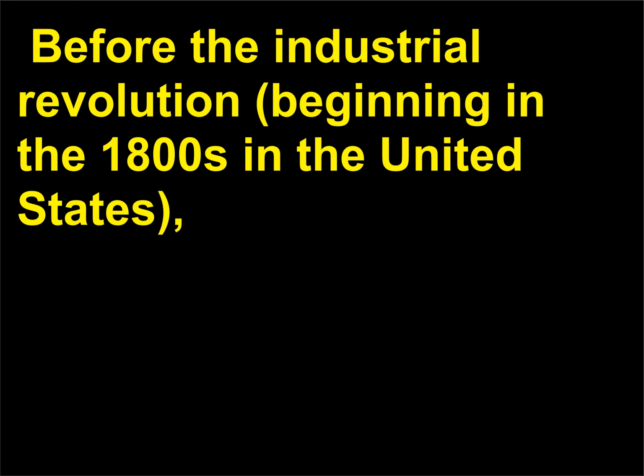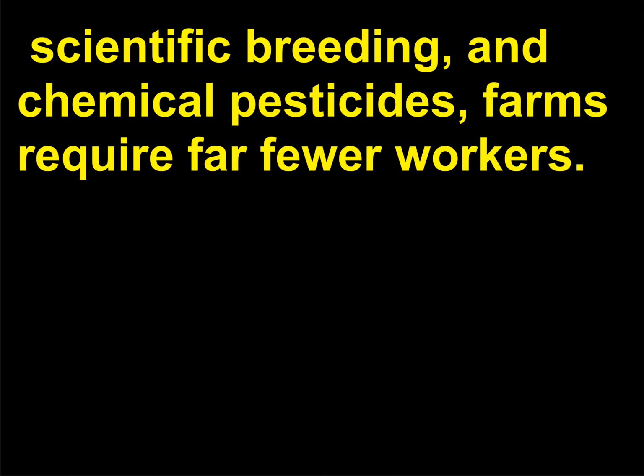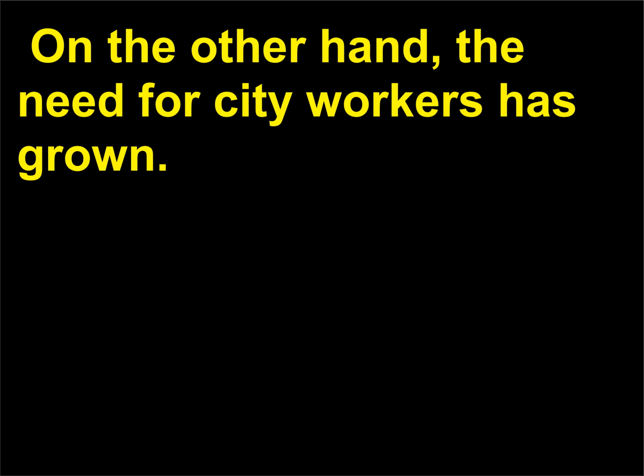Before the Industrial Revolution, beginning in the 1800s in the United States, most people lived and worked on farms. Now, with modern methods of agriculture that include complex machinery, scientific breeding, and chemical pesticides, farms require far fewer workers. On the other hand, the need for city workers has grown.